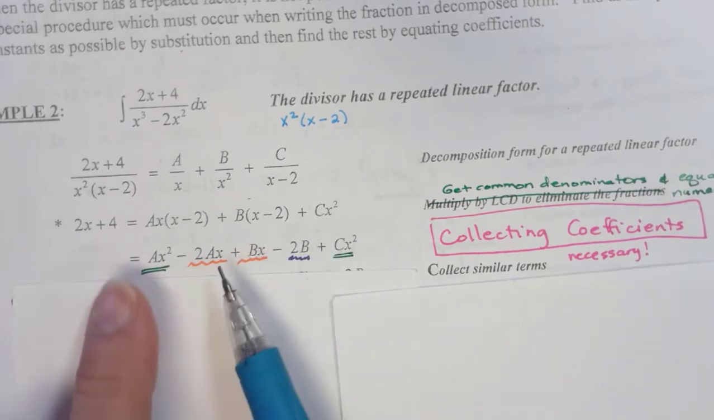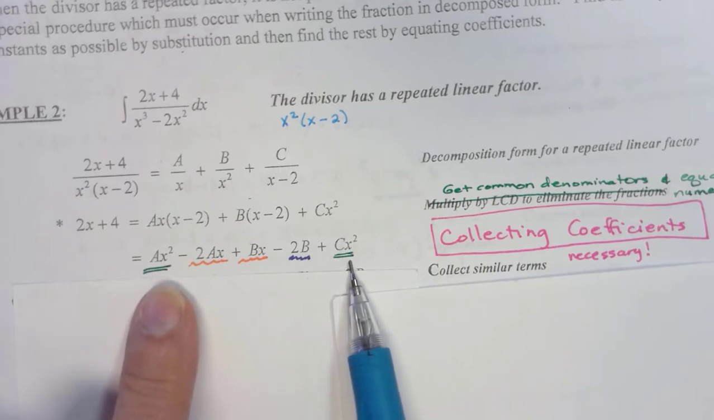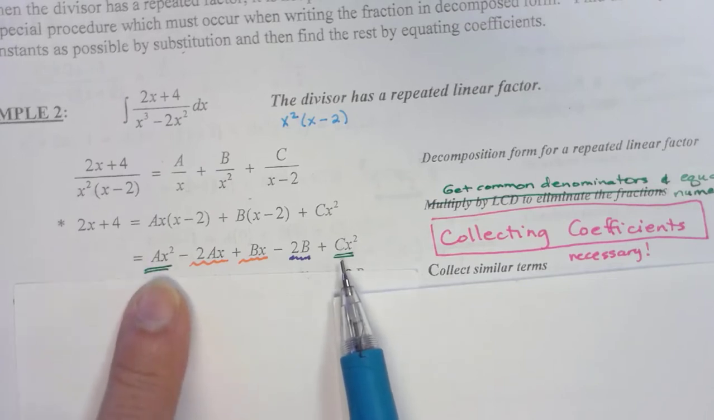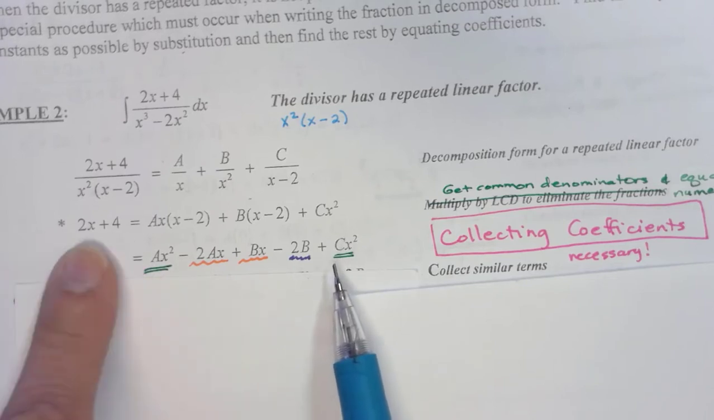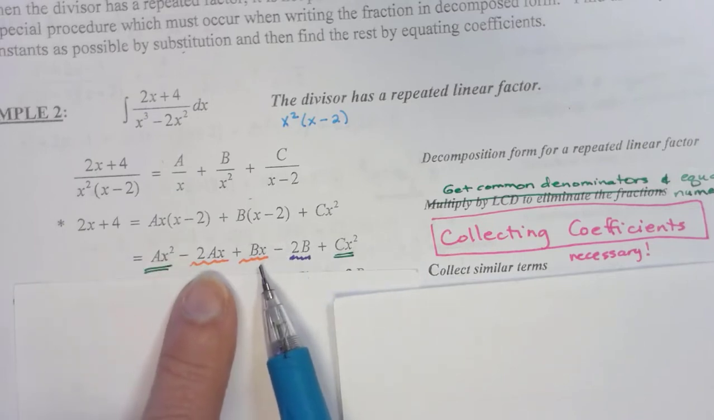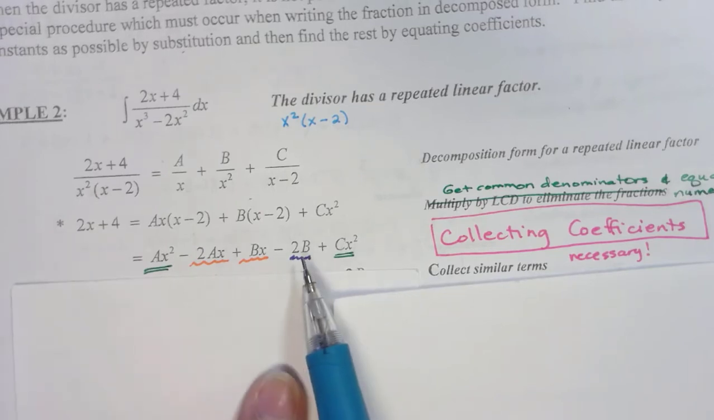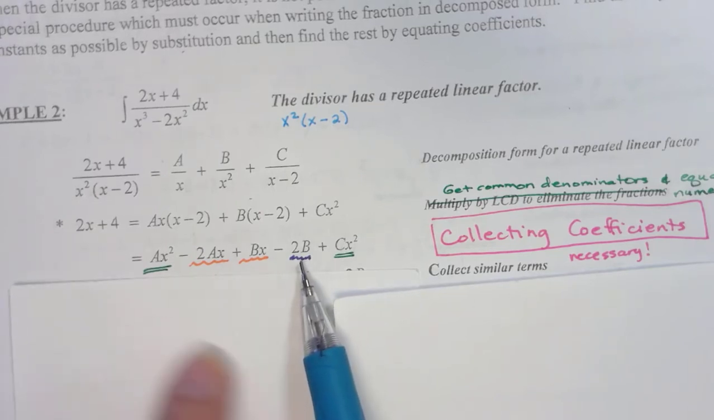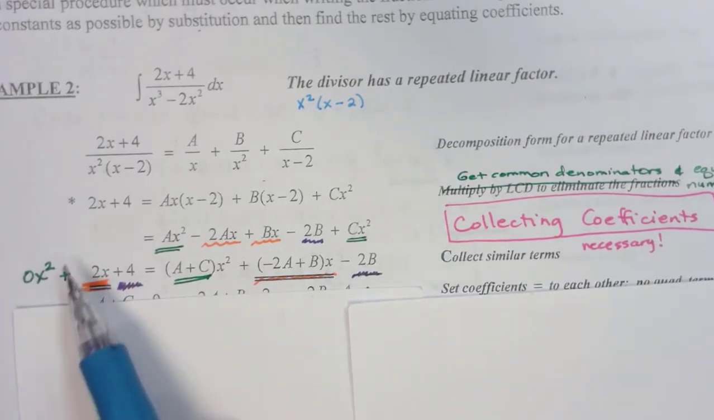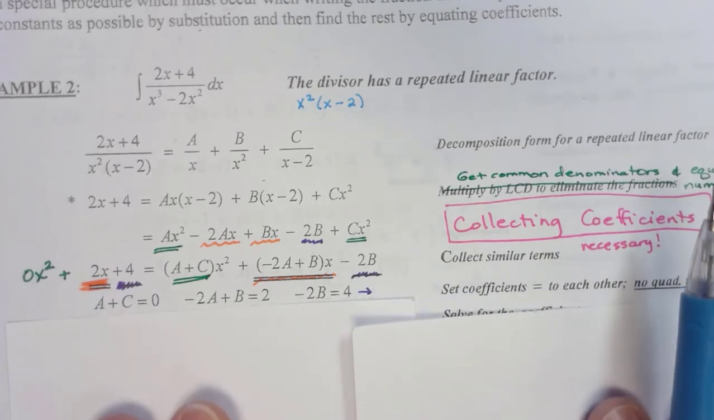Let's look, when I distribute, I get my quadratic terms. I do not have a quadratic term over here, so my quadratic term coefficient is going to be 0 because there's not one over here. Here's my linear terms, and my linear term coefficient is going to need to equal 2. And here's my constant, no x, and my constant is going to need to equal 4. Writing this out with my quadratic term that's not really there, we can equate the coefficients.